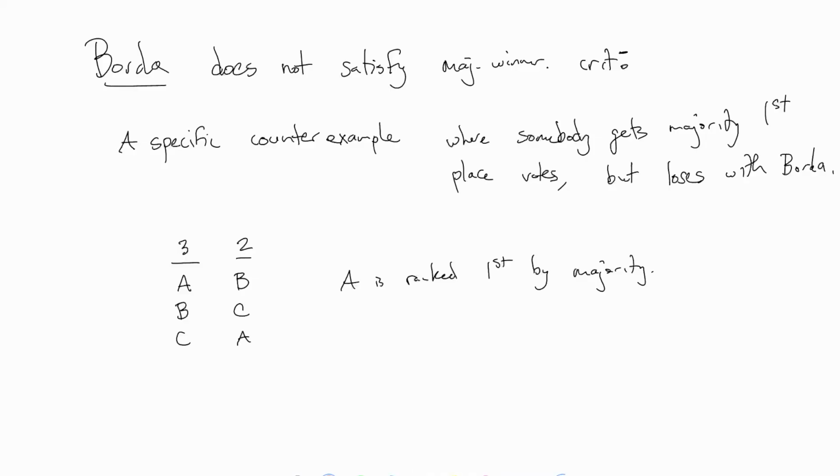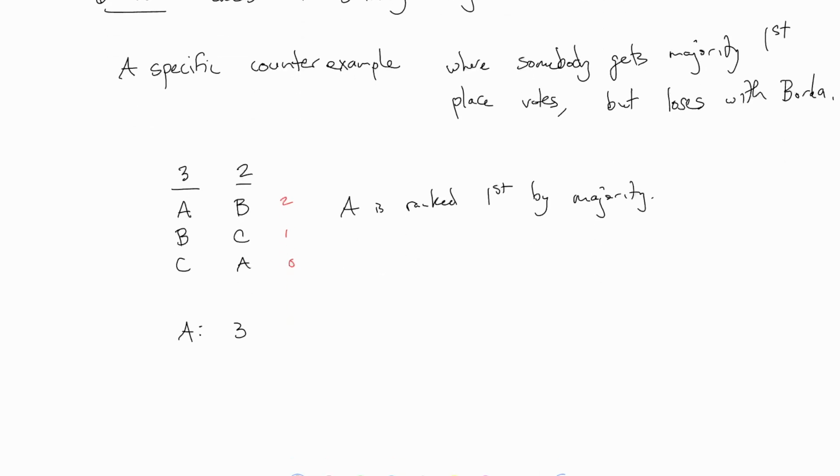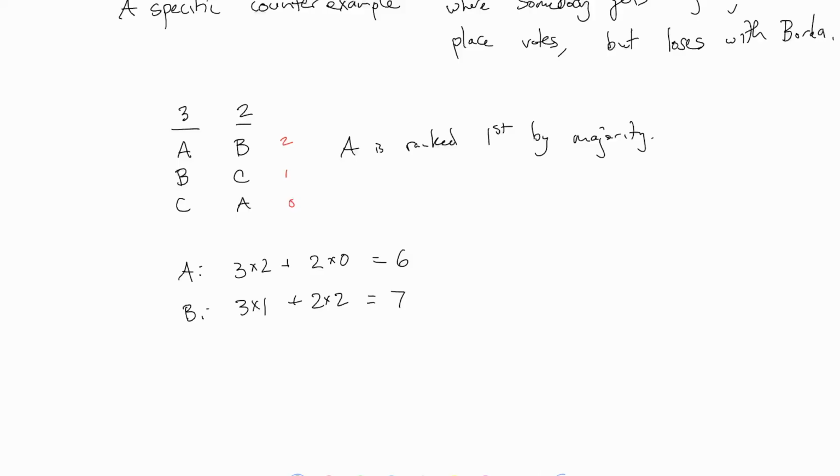Can we add up the numbers? So the points go 0, 1, 2. And A's points are 3 times 2 plus 2 times 0. That is 6. All right. B's points is 3 times 1 plus 2 times 2. That's 3 plus 4, which is 7. So B wins here, and we should do C also, but C is kind of a chump in this one. 2 times 1, C gets 2 points, all right? So B wins with the Borda count, even though a majority of the voters thought that A was the best.